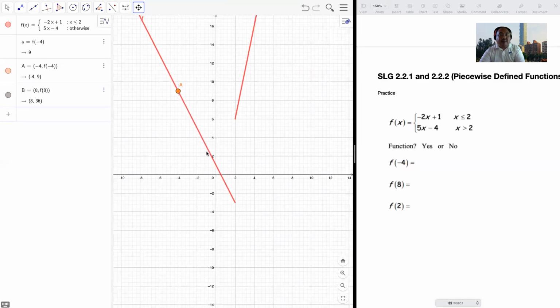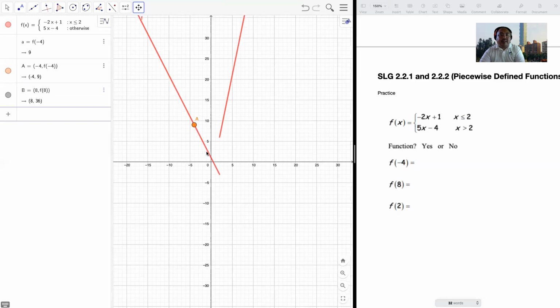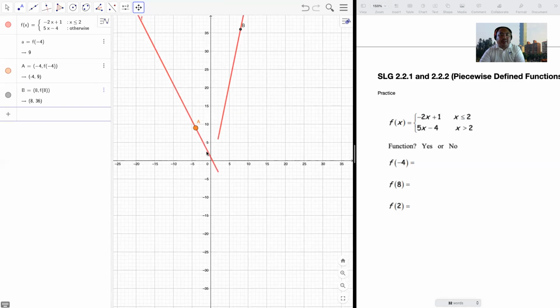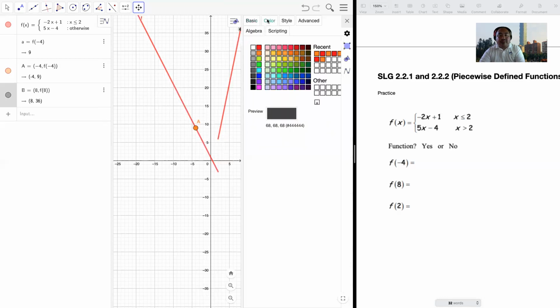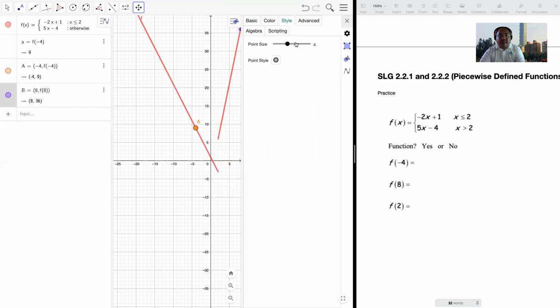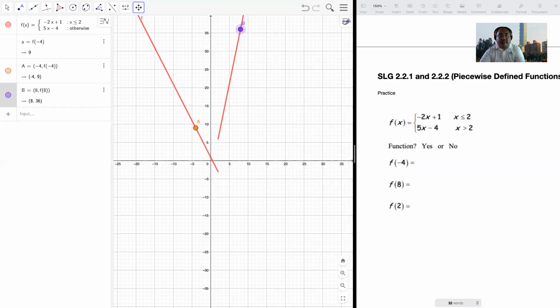Let's see if we can see that. There. So the point is now there, right? Okay, so let's beautify this a bit. Let's use purple. Okay, so you will see there that at f of 8, it's 36. f of 8 is 36. Finally, what's f of 2? What's f of 2? Ah, f of 2 is negative 3.